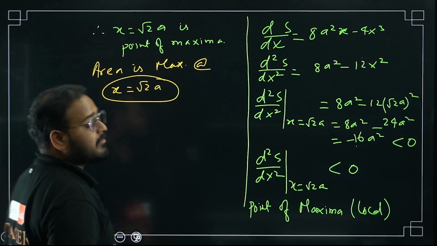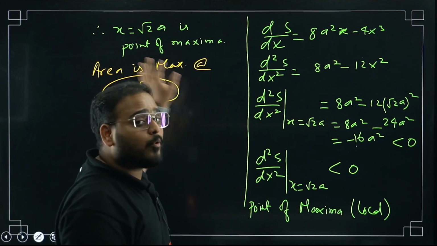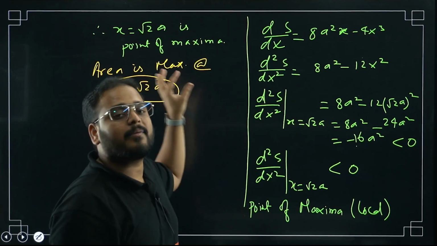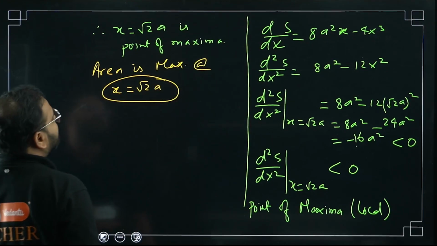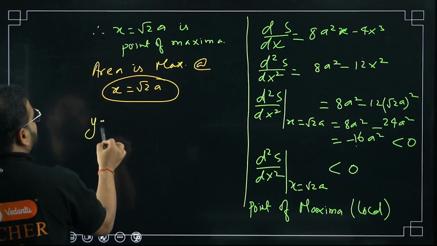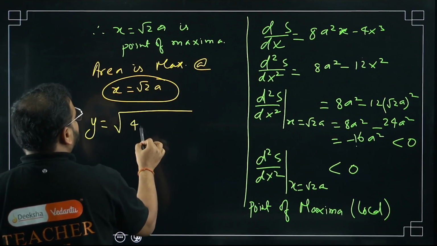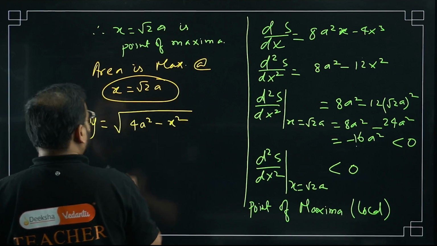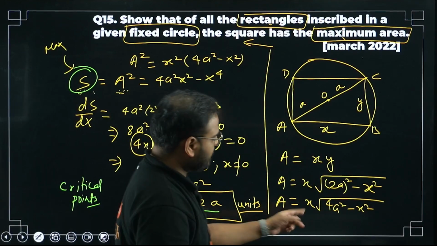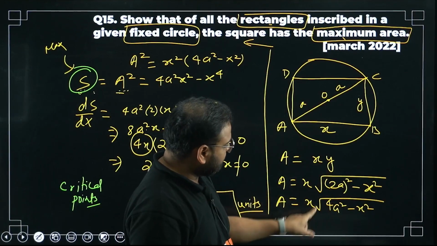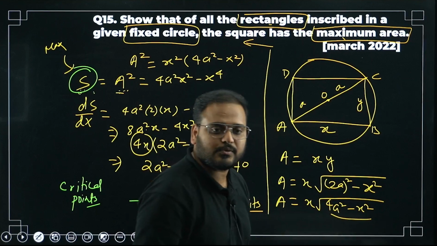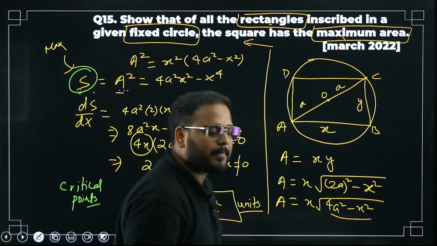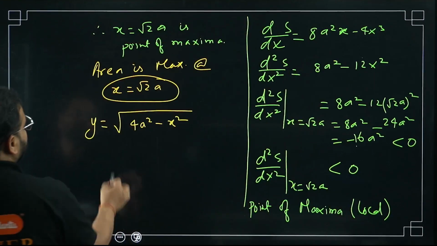This is proved now, but we have to prove that this can only happen for a square. So I can prove that by putting x and y equal. What's the y value, sir? If you remember, the y value was root of 4a² minus x². How come, sir? Check here, no? x remains the same. y is this value, 4a² minus x².